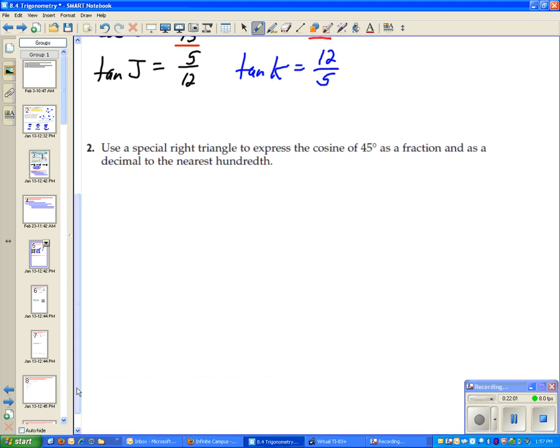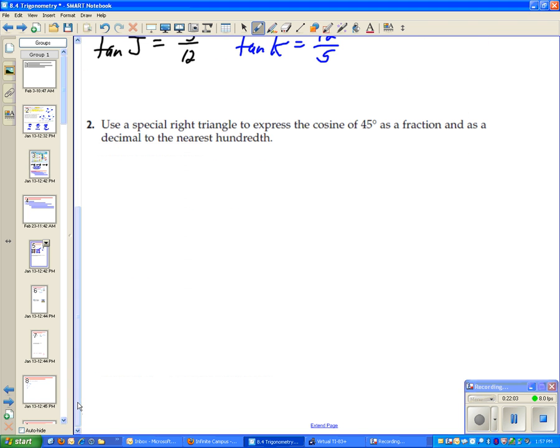All right, number 2. Use a special right triangle to express the cosine of 45 degrees as a fraction, and then again, if you want to do the decimal, you can. A special right triangle. What 2 special right triangles are we familiar with? 45, 45, 90 and 30, 60, 90. Considering they're asking us about a 45 degree, I think they want us to talk about a 45, 45, 90.